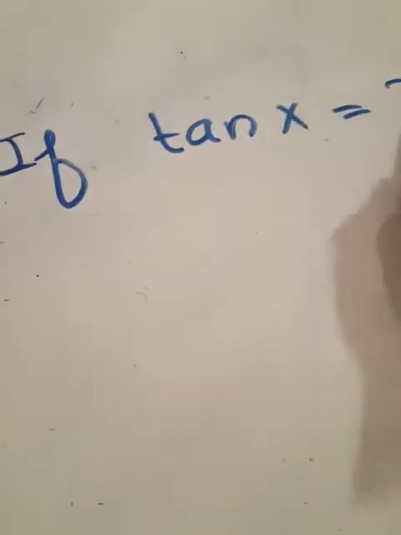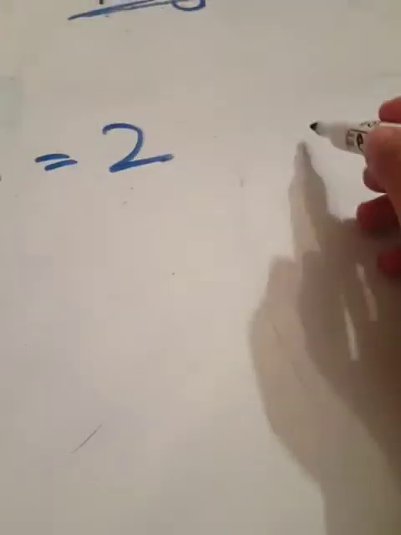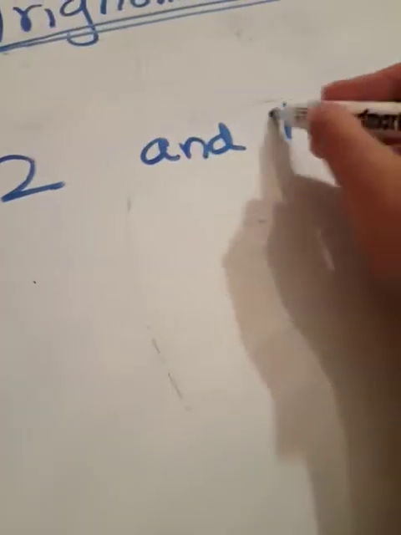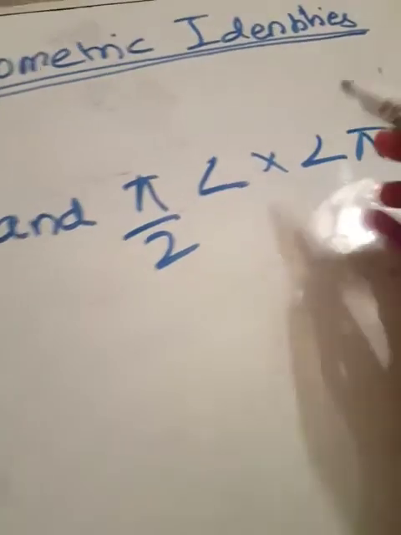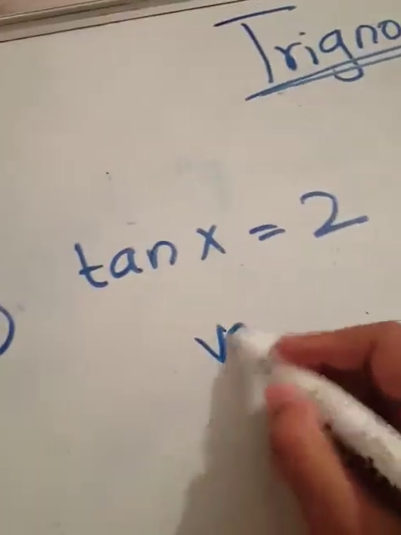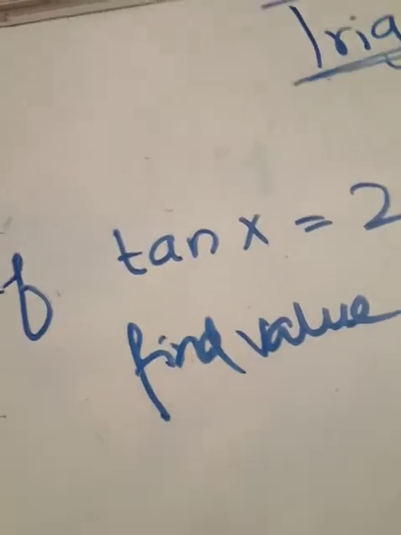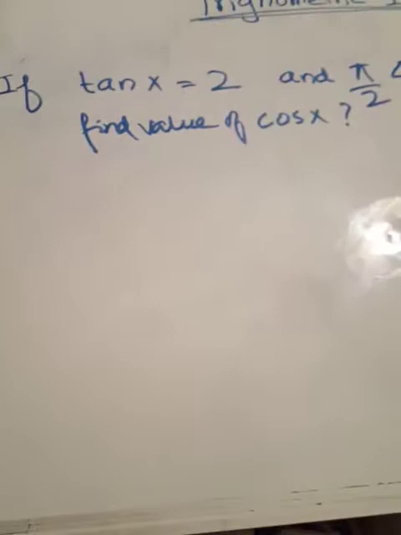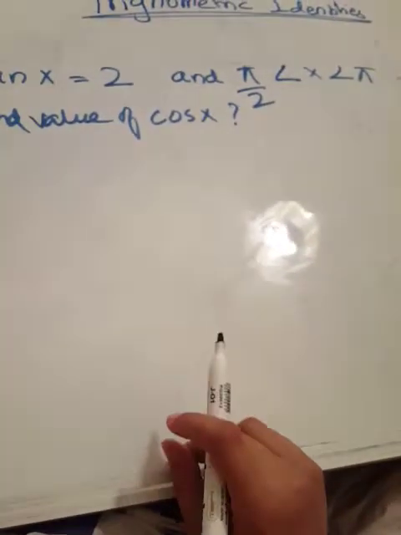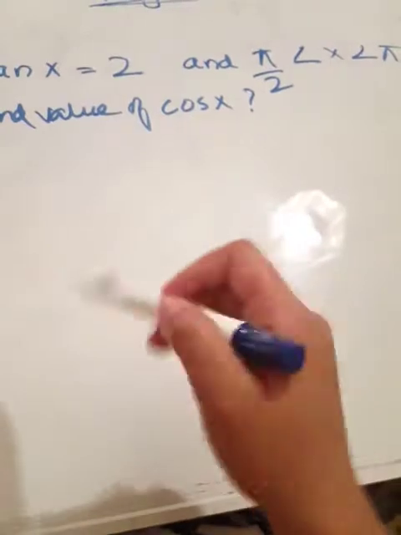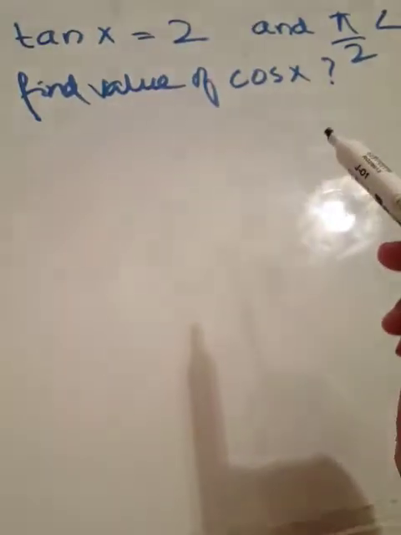Now let's do another example of using trigonometric identities. Let's say that tan x is 2 and the value of x ranges from pi by 2 to pi. Find the value of cos of x. The question says that if tan x is 2 and x ranges from pi by 2 to pi, find the values of cos of x.